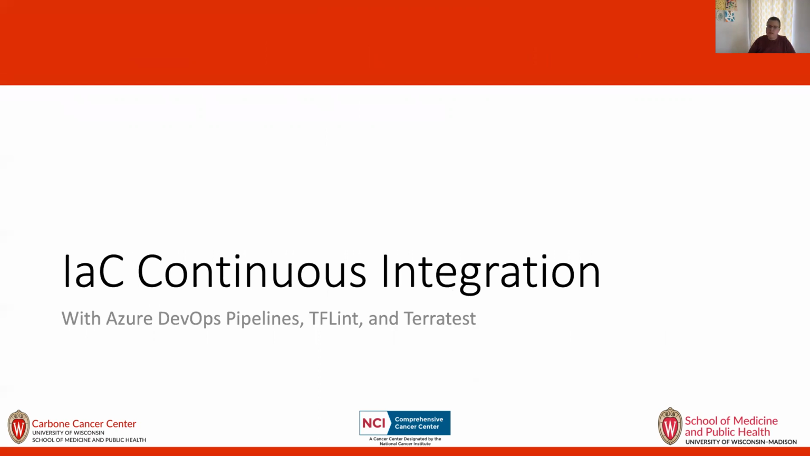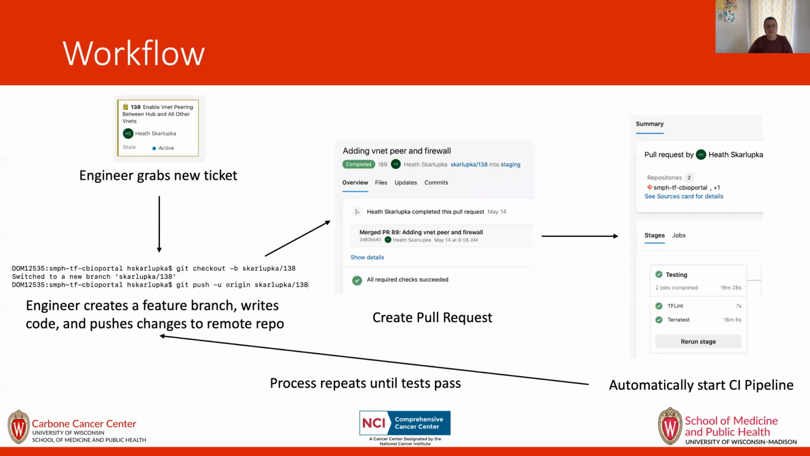So let's talk a little bit about our continuous integration strategy. A typical workflow for us is an engineer will grab a ticket from our backlog. They'll check out a new branch in a Terraform repository, write some Terraform code, and then push those changes up to the remote repository. And in our case, we're using Azure DevOps for our ticketing system, for our pipelines, and for our Git repositories.